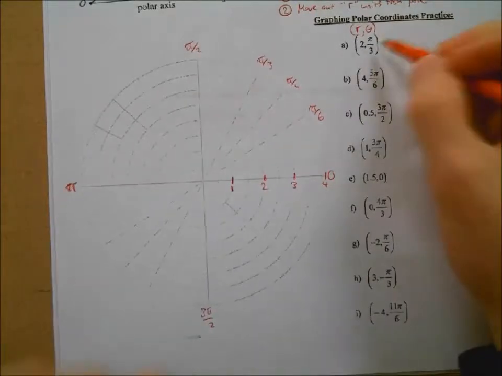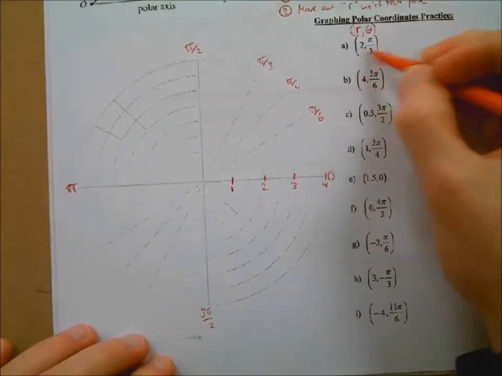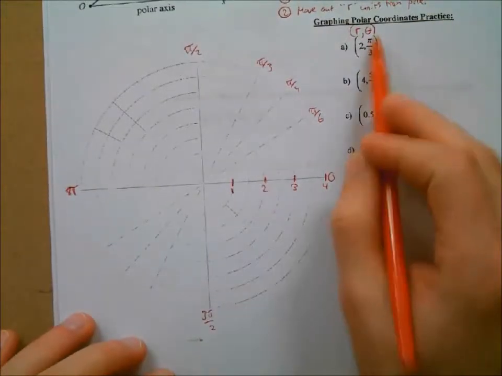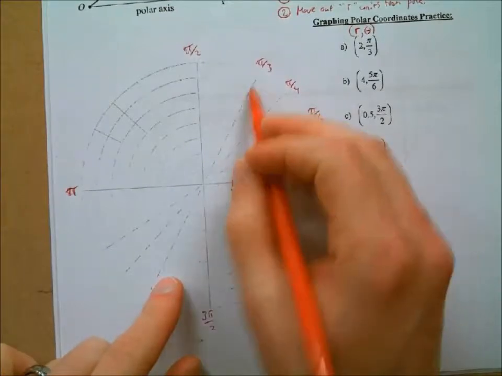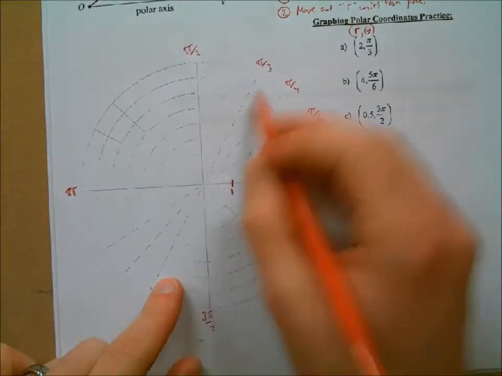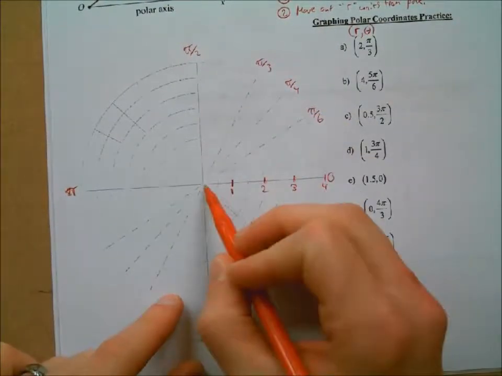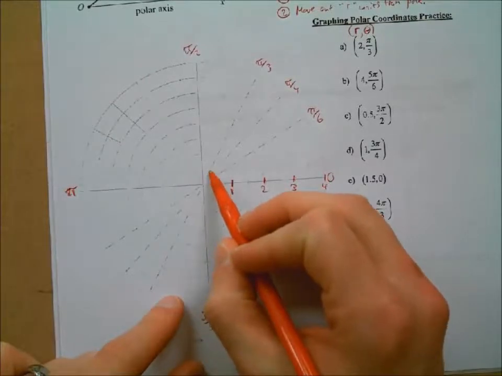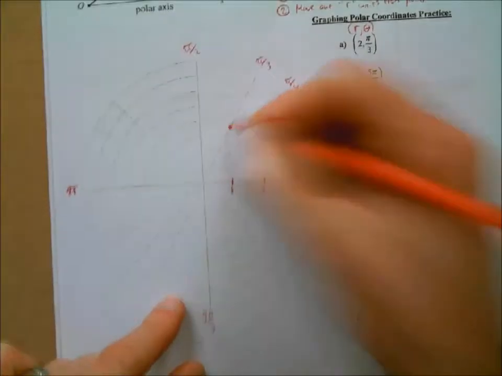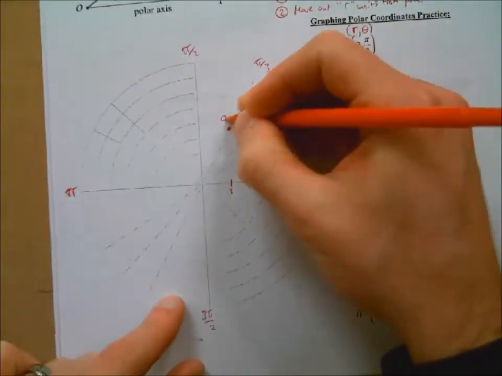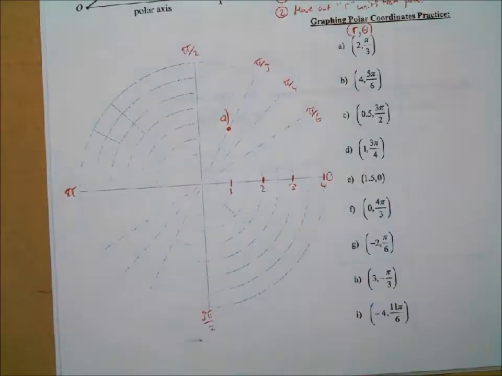So, 2 comma pi over 3. We're going to imagine rotating, turning from the polar axis pi over 3. And so it's going to be somewhere along this ray, but we want to go out 2 units. So from the pole, we're going to go out half, 1, 1 1/2, 2, and there's our point. So there's A, right there: 2 comma pi over 3.